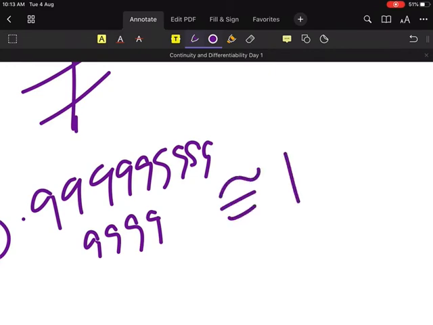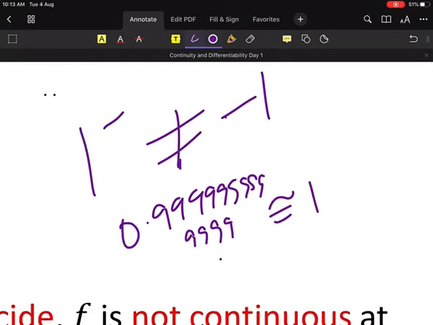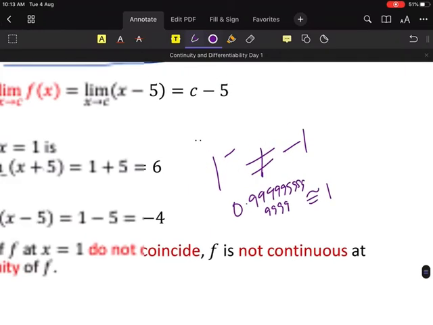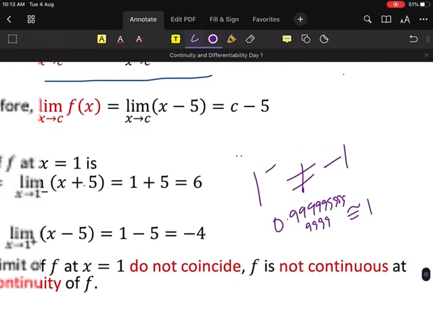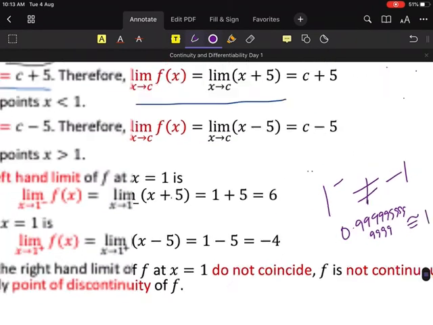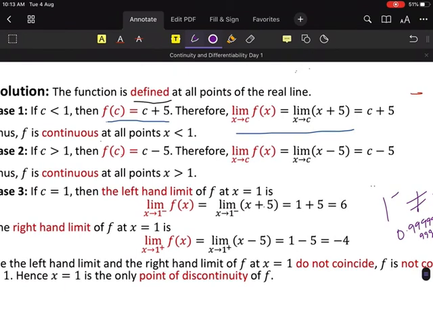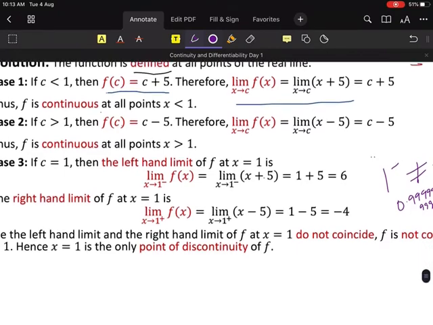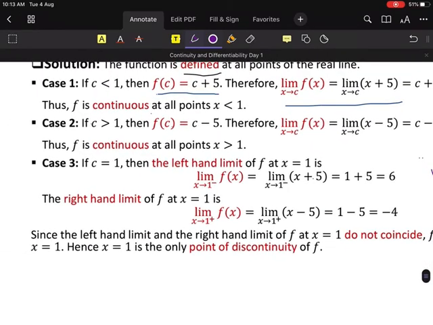Can I say 0.999 with so many nines is equivalent to 1? It's equivalent to 1 only, right? We try to find the approximate value. So now in this limit, in place of x I will put 1. If you put x as 1, then 1 plus 5 becomes 6. Everyone agree? Yes or no?